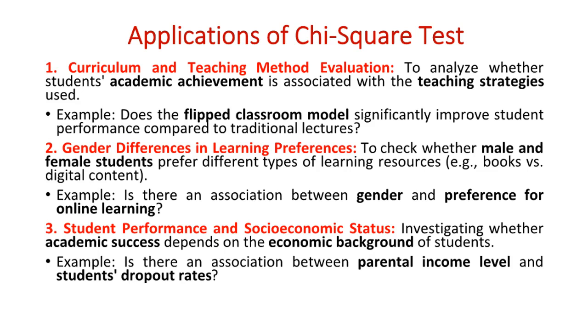2. Gender differences in learning preferences to check whether male and female students prefer different types of learning resources, example, books versus digital content. Example: is there an association between gender and preference for online learning? 3. Student performance and socioeconomic status, investigating whether academic success depends on the economic background of students. Example, is there an association between parental income level and students' dropout rates?